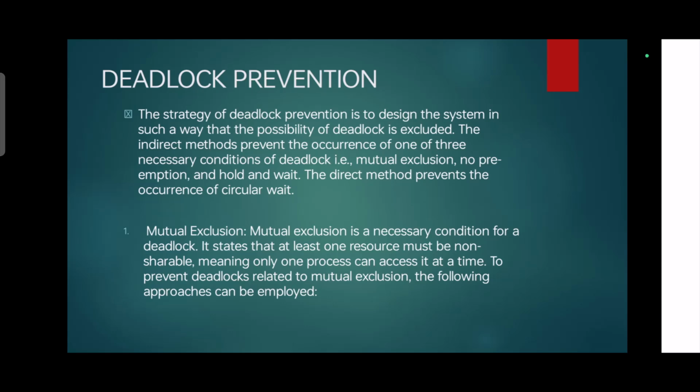So first is mutual exclusion. Mutual exclusion is a necessary condition for a deadlock. It states that at least one resource must be non-shareable, meaning only one process can access it at a time. To prevent deadlocks related to mutual exclusion, the following approaches can be employed.